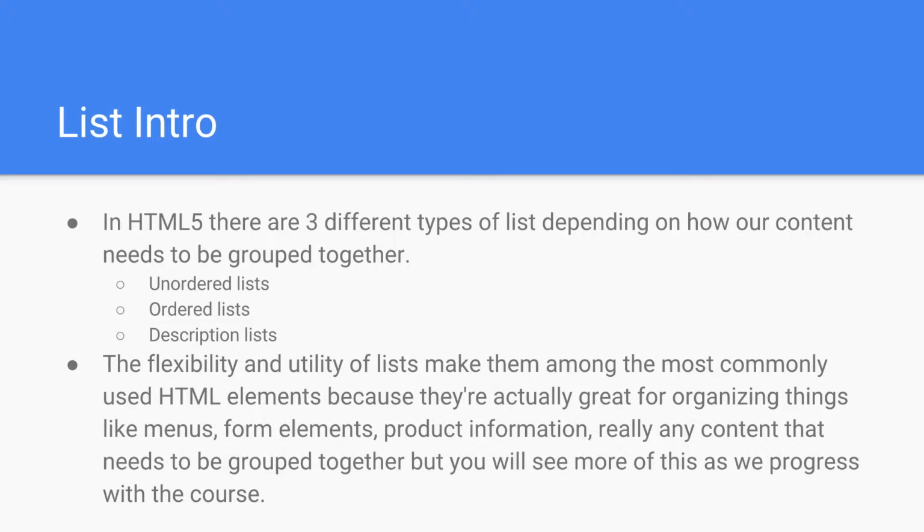In HTML, there are three different types of lists depending on how content needs to be grouped together: unordered lists, ordered lists, and description lists. The flexibility and utility of lists make them among the most commonly used HTML elements because they're actually great for organizing things like menus, form elements, product information, really any content that needs to be grouped together. But you will see more of this as we progress with the course.